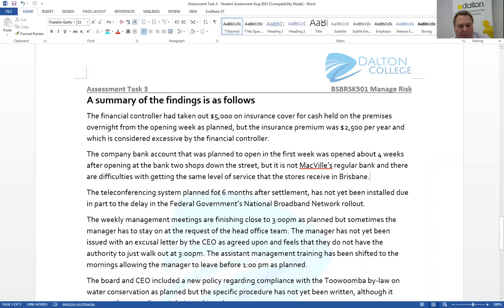The teleconferencing system planned for 6 months after settlement, after the acquisition, after McPhil's purchases Hurley's Cafe, is what this means. So after the acquisition, the teleconferencing system has not yet been installed, due in part to the delay in the federal government's national broadband network rollout. So there's been a delay there. That delay has been unfortunate, and that delay has a direct relationship with how the government rolls out their broadband network.